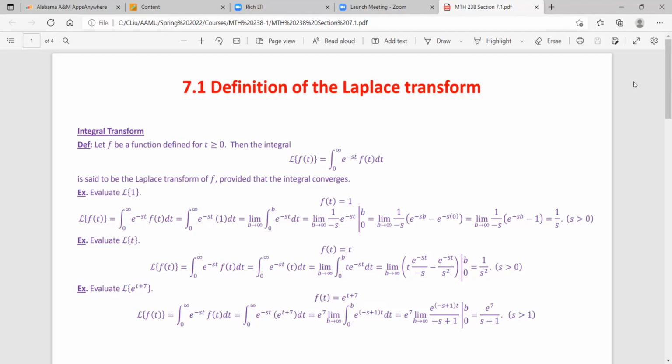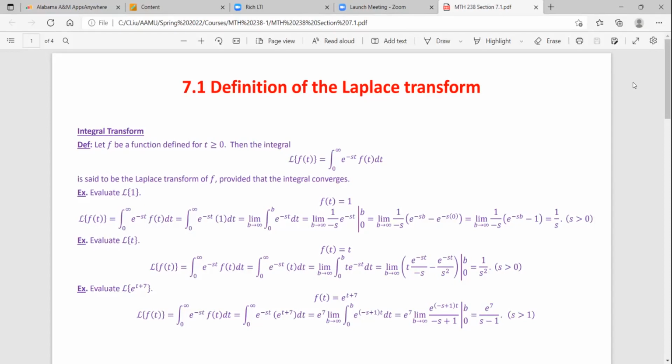When it converges, the first term e to the negative sb with b approaching infinity is just 0. The limit is 0. So you're just left with -1 times 1 over negative s, which is equal to 1 over s. So that's the Laplace transform of the constant function 1. You just get 1 over s. But the whole thing has to be valid, which requires the parameter s to be positive. Okay.